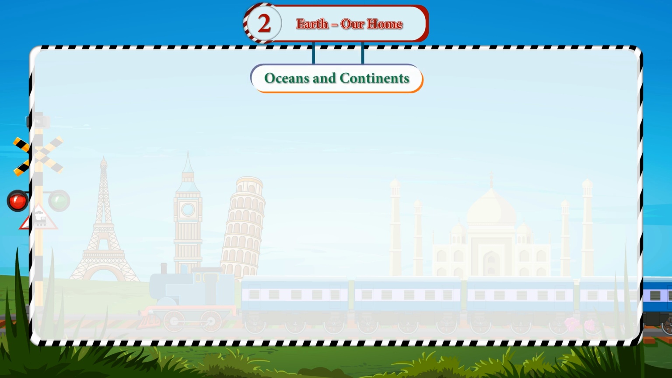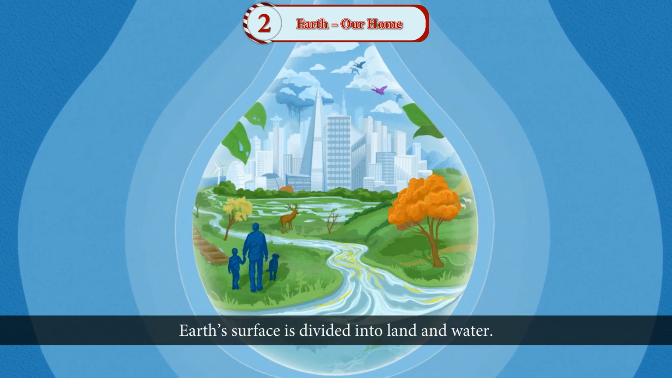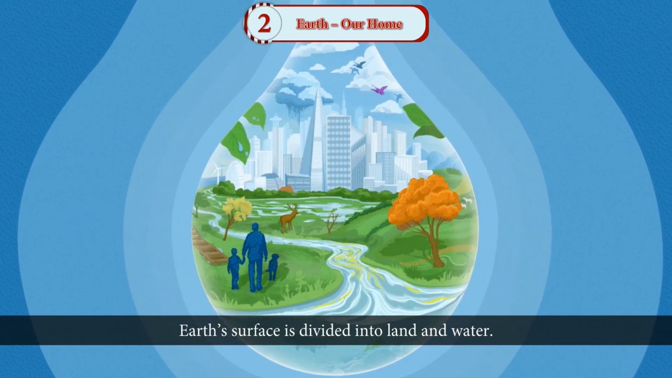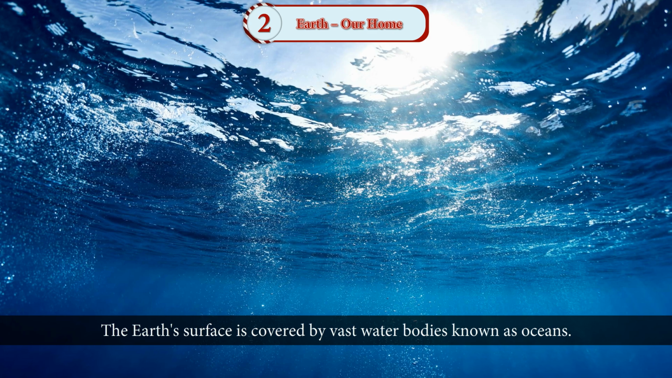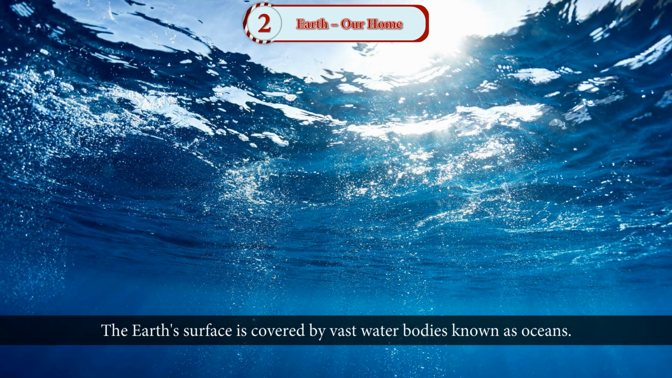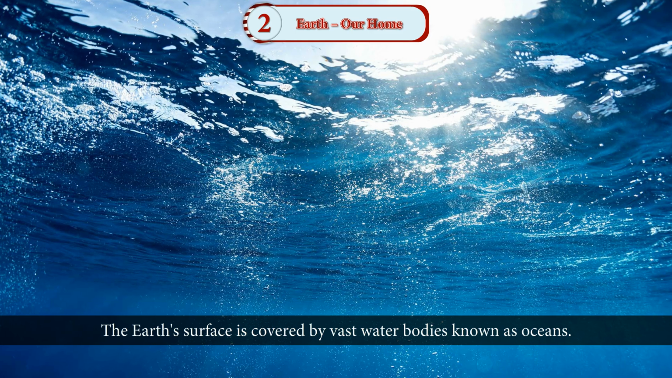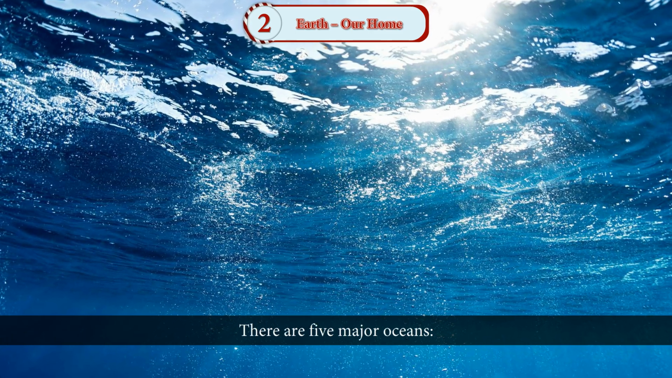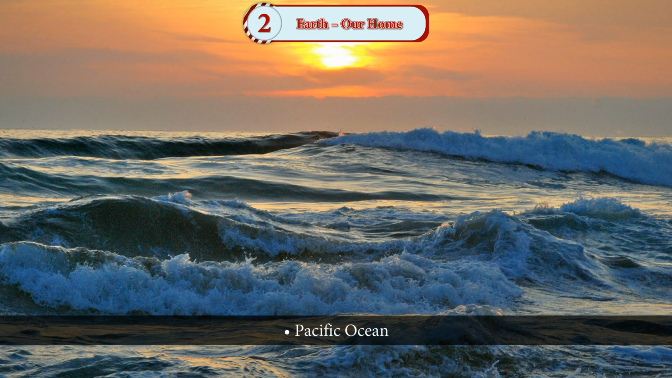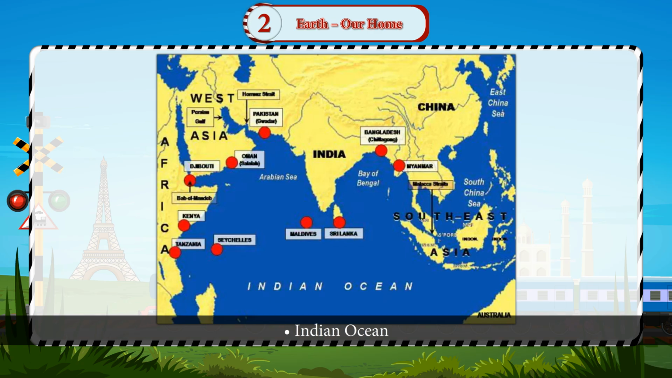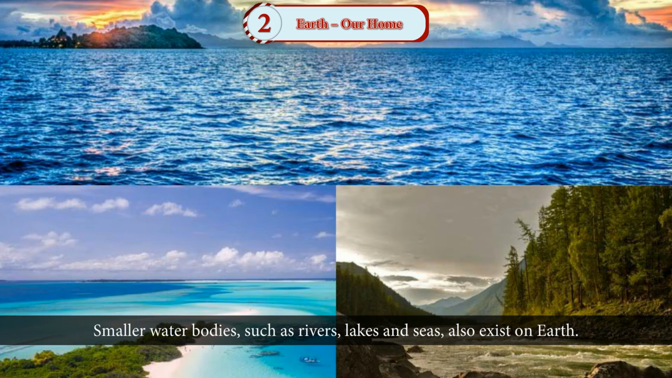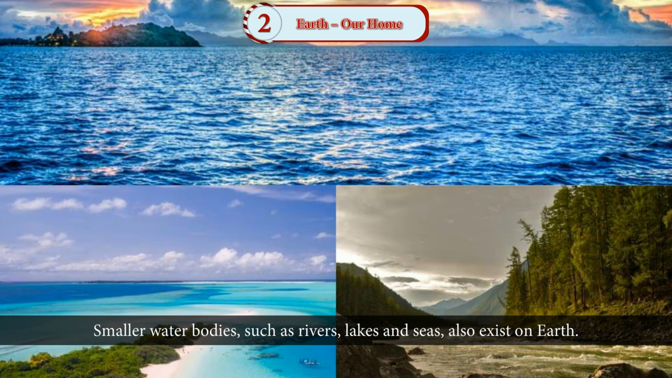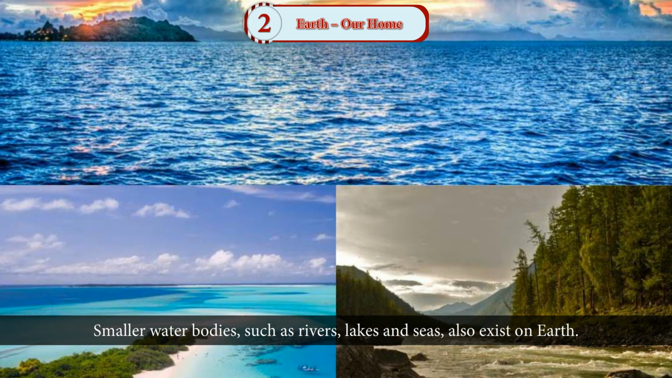Oceans and continents. Earth's surface is divided into land and water. More than 2/3 of our planet is covered in water. The Earth's surface is covered by vast water bodies known as oceans. There are 5 major oceans: Pacific Ocean, Indian Ocean, Atlantic Ocean, Arctic Ocean, and Southern Ocean. Smaller water bodies such as rivers, lakes, and seas also exist on Earth.